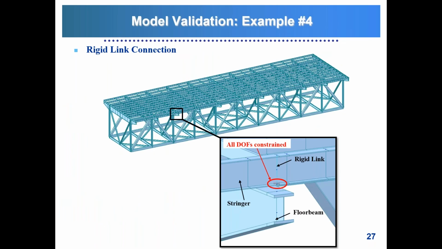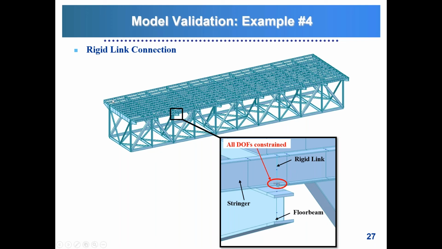The other example is again that same truss bridge. We have the stringers that are supported on the floor beams. So for those we use rigid links. And those rigid links initially we had with all degrees of freedom constrained. And when we looked at the moment diagrams of the stringers, we noticed that there was something wrong.